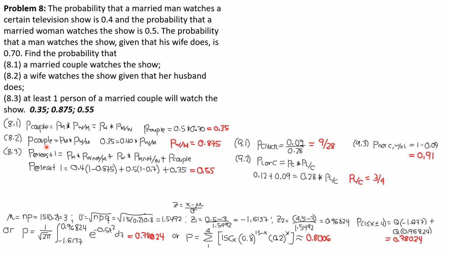Then for the second part, a wife watches the show given that her husband does. So we use this equation here, and this is already given, 0.35. So the probability that the married man watches the show is 0.4, even here. And it is only this that is not given. The probability that the woman, or the wife, also watches the show, given that the married man, or her husband, watches. So 0.35 divided by 0.4 is 0.875.